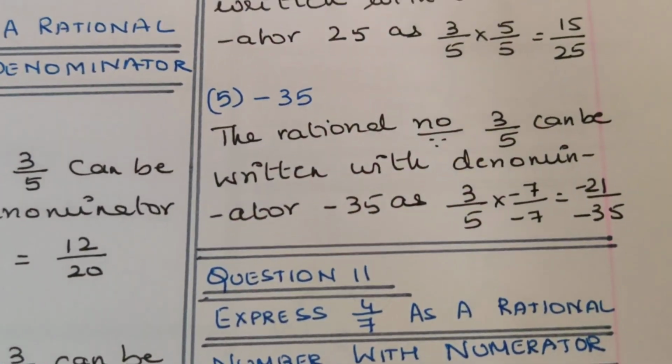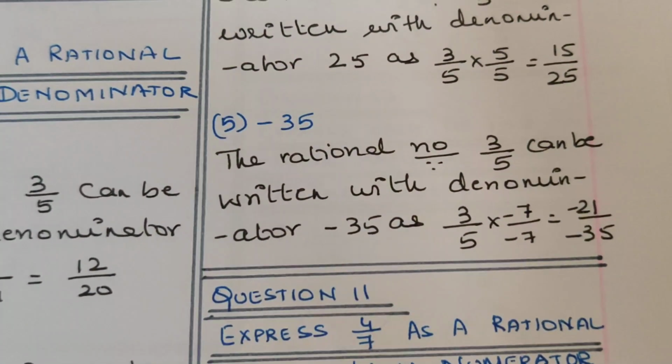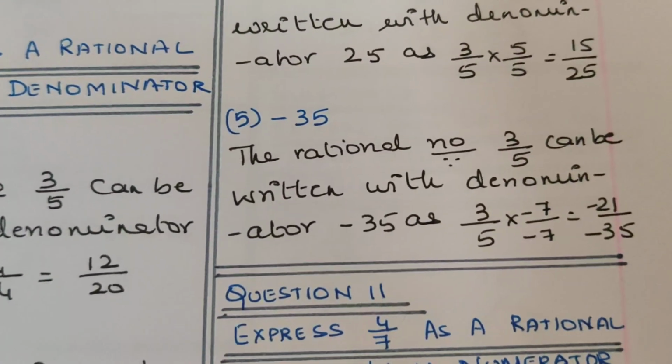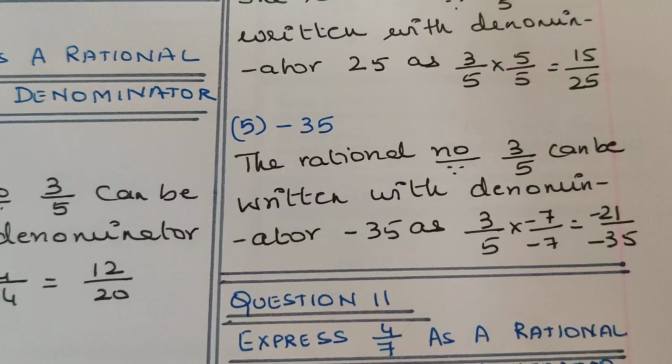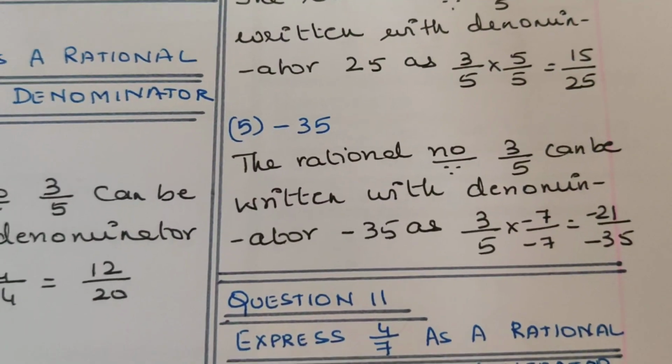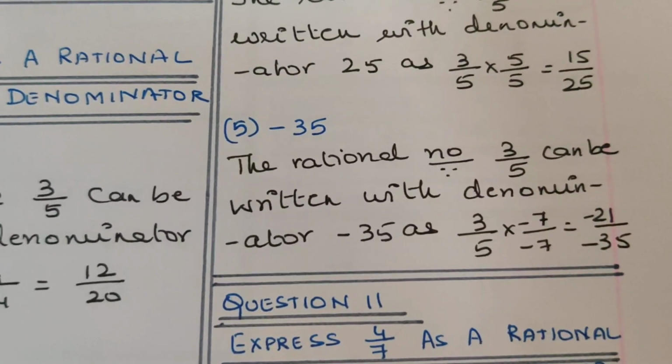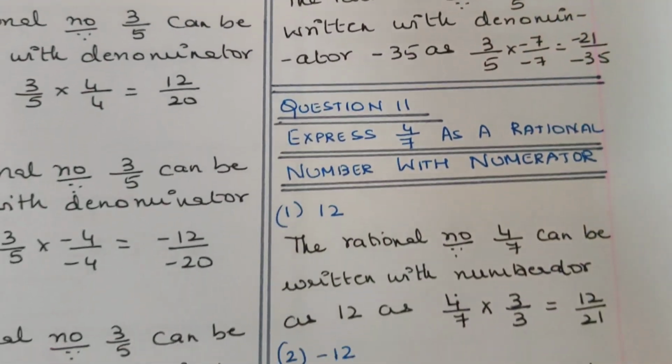Now it is minus 35. So when you multiply 5 by minus 7, you get the denominator as minus 35. So you multiply the numerator and the denominator by minus 7. Therefore the answer is minus 21 by minus 35. Next is question number 11.